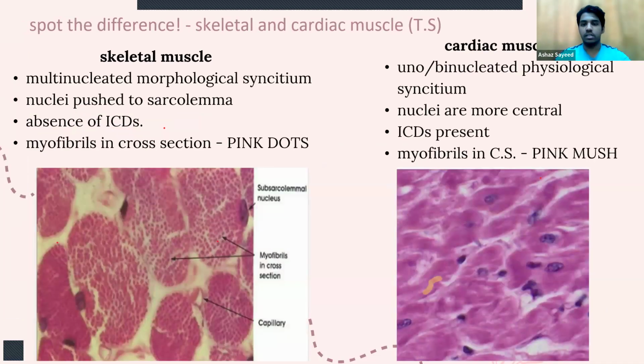Same thing here. It's just that that was a longitudinal section from the side, and this is a transverse section from the top. So here you're going to see pink dots. In skeletal muscle, you'll see these pink dots right here. For cardiac muscle, you won't see dots. You'll see a smudge-like appearance, like you ran over them. In skeletal muscle, you see a proper dot-like appearance.